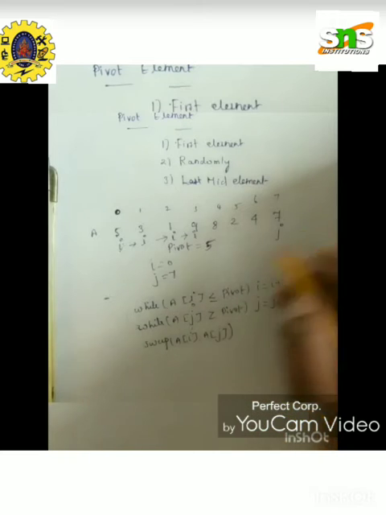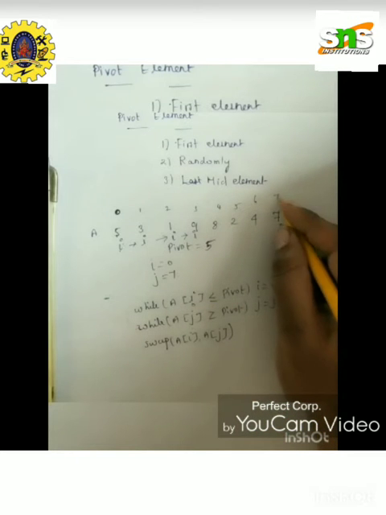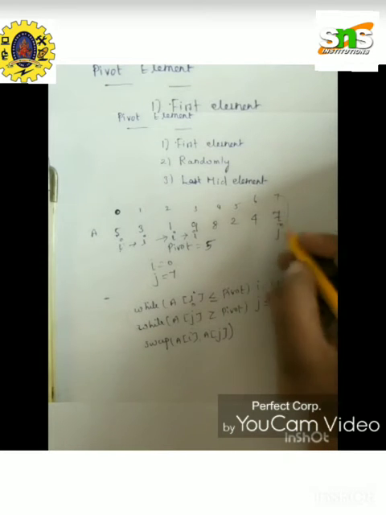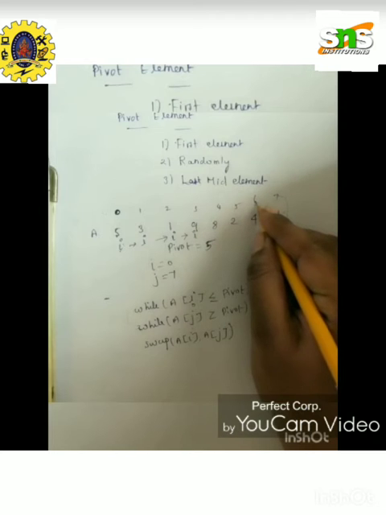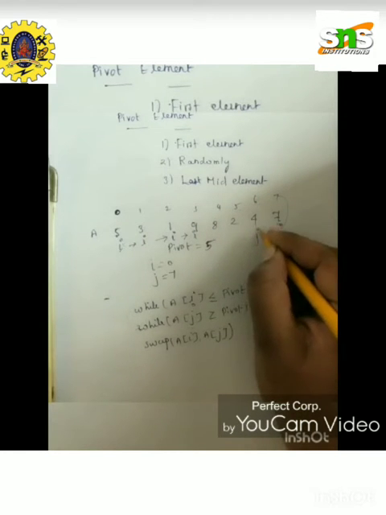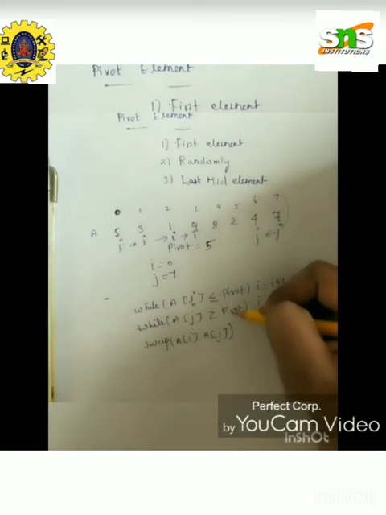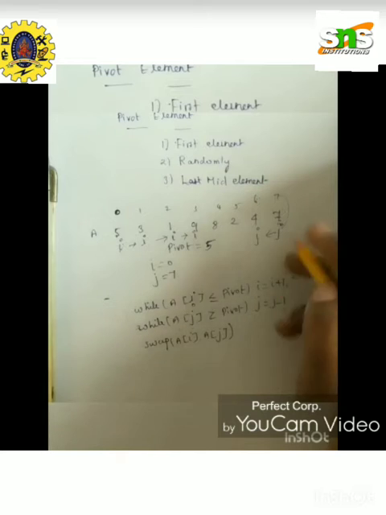While a of j. What is the j value here? j points to the 7th location. a of 7 has the value 7. 7 is greater than or equal to 5, condition true. Decrement j, so j goes from 7 to 6. Now j moves here, and a of 6 has the value 4. 4 is greater than or equal to 5, condition fails. Here also the condition fails.